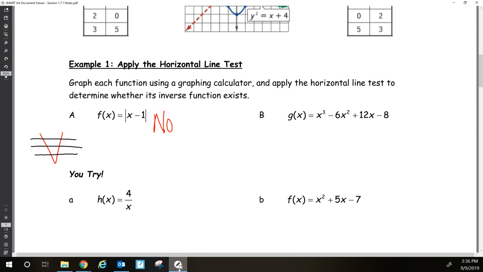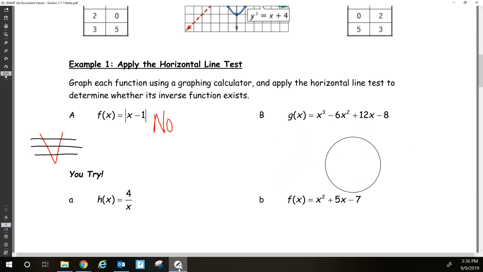All right, let's look at B. B is a cubic function. Cubic functions, sometimes they have an inverse, sometimes they don't. It depends on whether our cubic function looks like this. That would pass a horizontal line test, right? Or whether our cubic function does something like that. Would that one pass the horizontal line test? No, right? Because now when I go here, I've got 3 different times where we cross that guy.